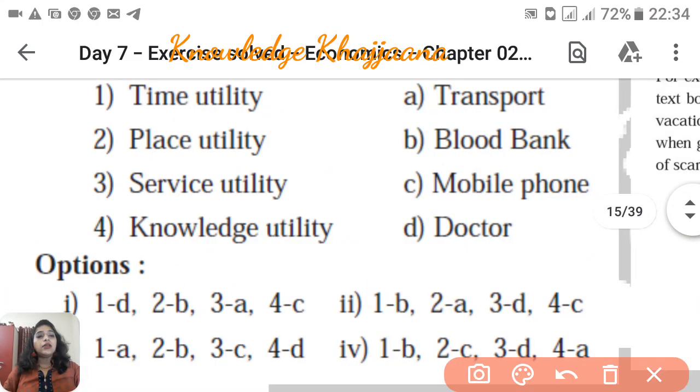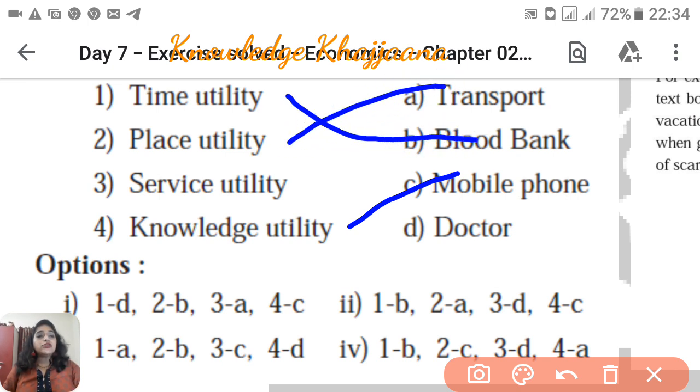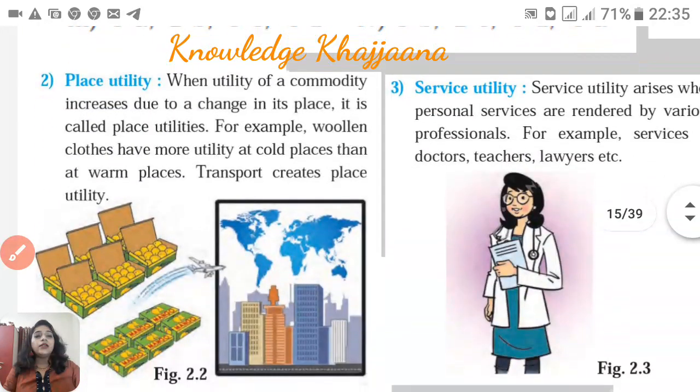So what are the exact pairs? Time utility is blood bank, place utility is transport, service utility is doctor, and knowledge utility is mobile phone. So what is the exact pair? It is option number 2, that is 1B, 2A, 3D and 4C. So option number B, that is option number 2, is the correct answer. Okay, let's move ahead.